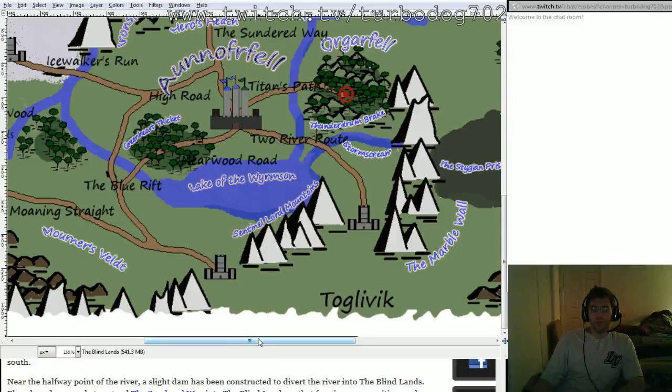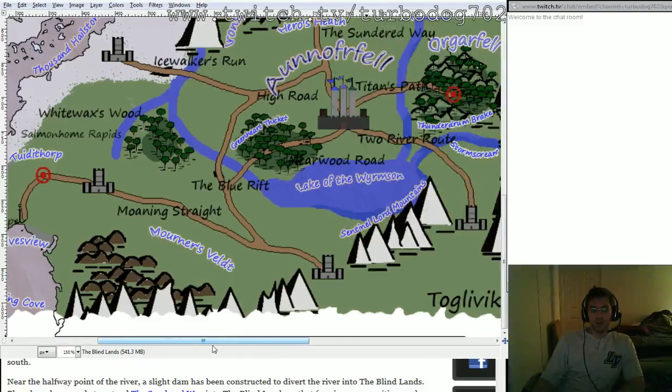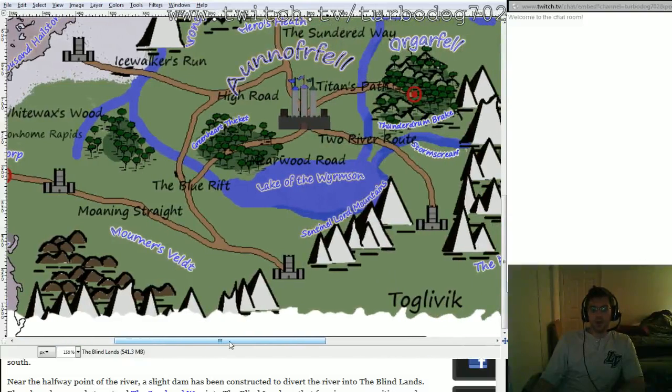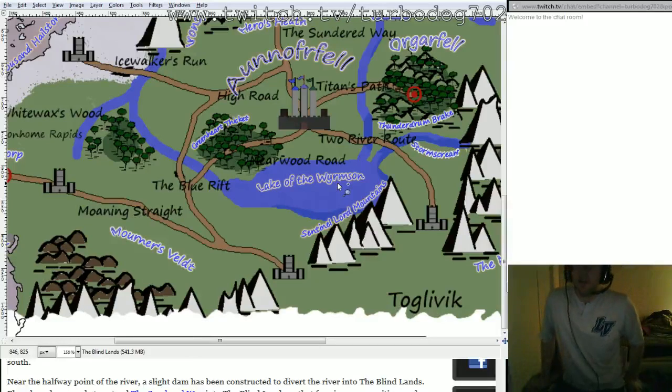Another naming convention, and one of the ones that I really tried to push here, because it's its own self-contained world, is I tried to make names that describe either events that happen there or what people would see. Like, Lake of the Worm Sun. To make a long story short, an event happened when it was founded.